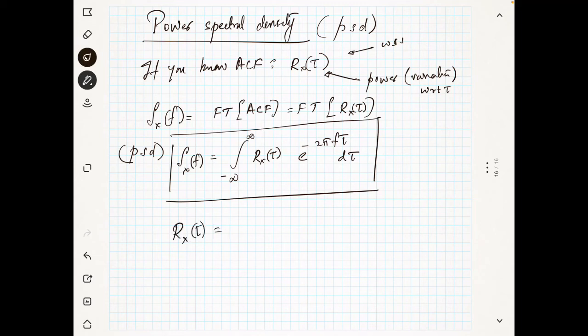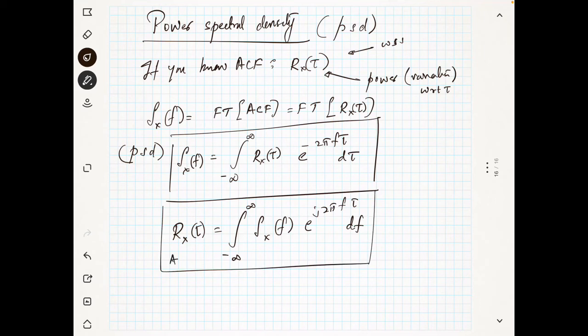Now, how to find the autocorrelation function from the power spectral density? You just need to take the inverse Fourier transform: the integral from minus infinity to infinity of Sx of f e power j 2 pi f tau df. So this is the autocorrelation function. That means the autocorrelation function is the inverse Fourier transform of the power spectral density. I hope this is clear to you.